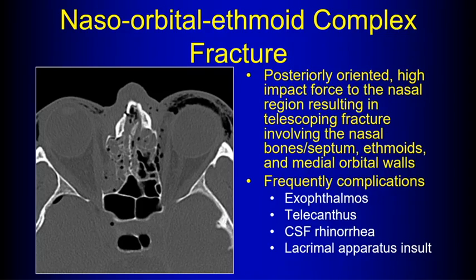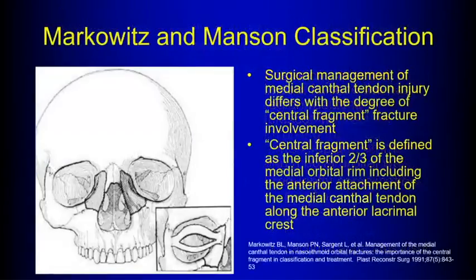And so this typically results in telecanthus, both from the fracture fragments and injury to the medial canthal tendons. It can cause CSF rhinorrhea because of fractures through the anterior skull base. And then lastly, it can cause lacrimal apparatus insult because it's fractures through the nasolacrimal canals and lacrimal fossa.